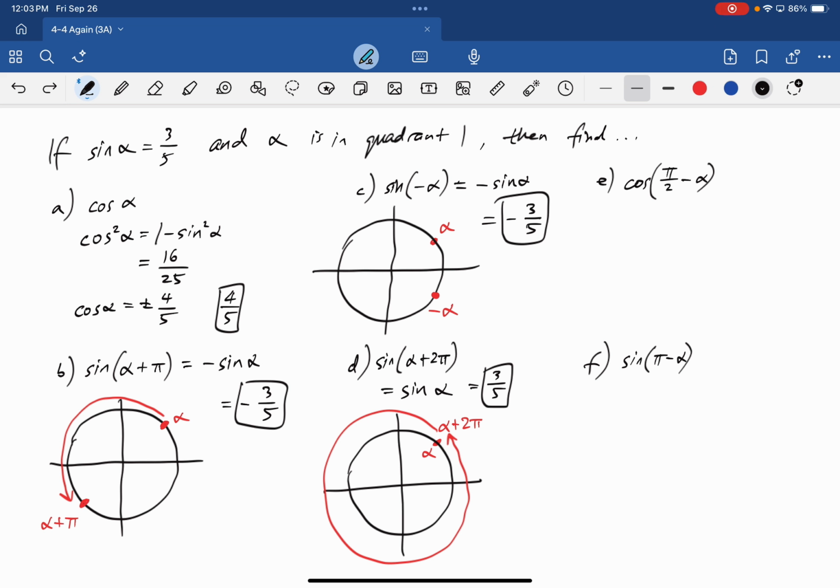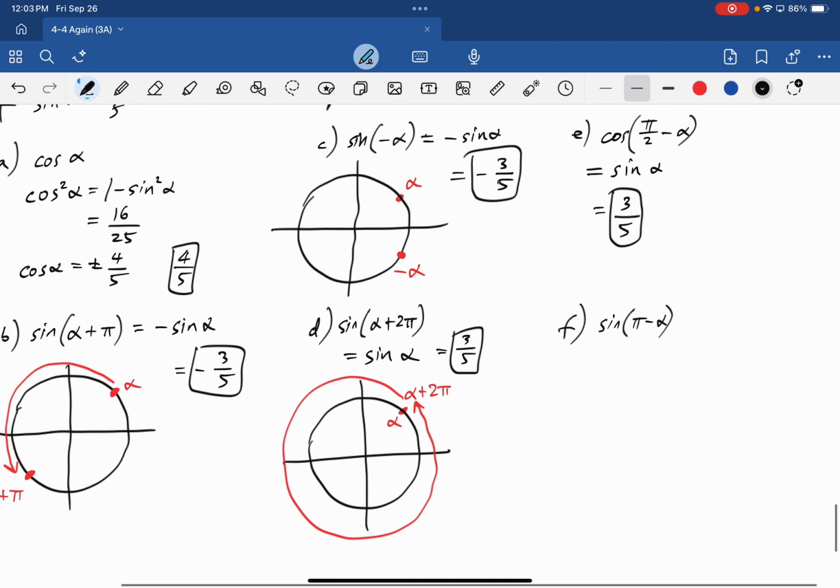All right, cosine of pi over 2 minus alpha. That's harder to visualize graphically. So here we really just use our cofunction formula. Cosine of pi over 2 minus alpha is equal to sine of alpha. As you guys remember, cofunctions of complementary angles, so pi over 2 minus alpha, are equal to each other. So that's 3/5. Okay, that's from the first lecture.